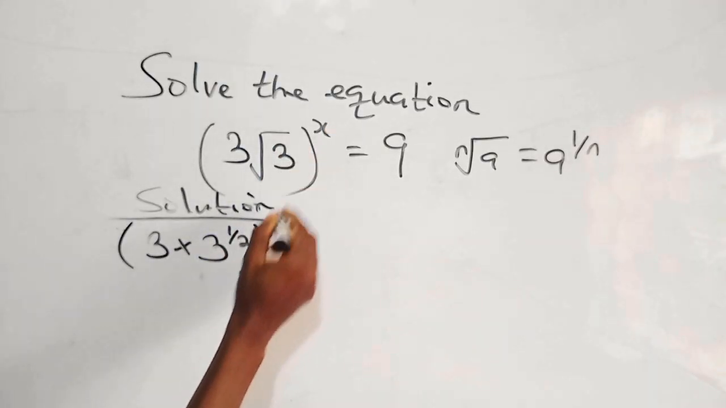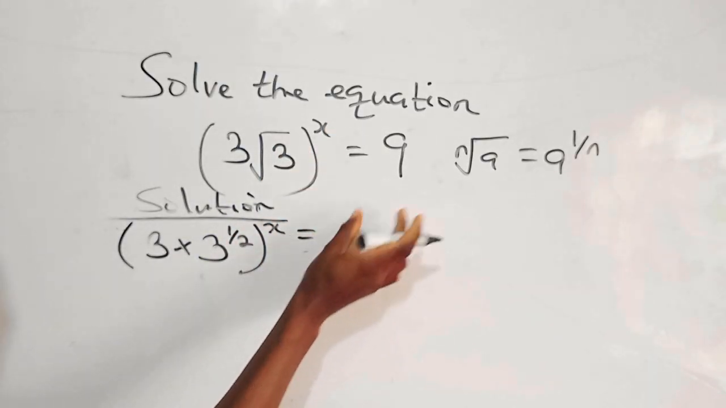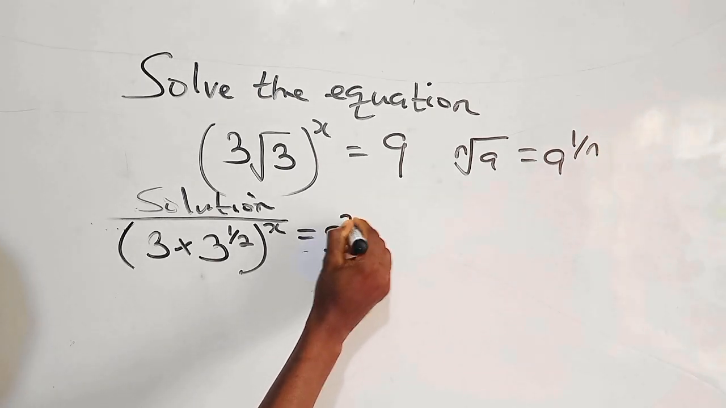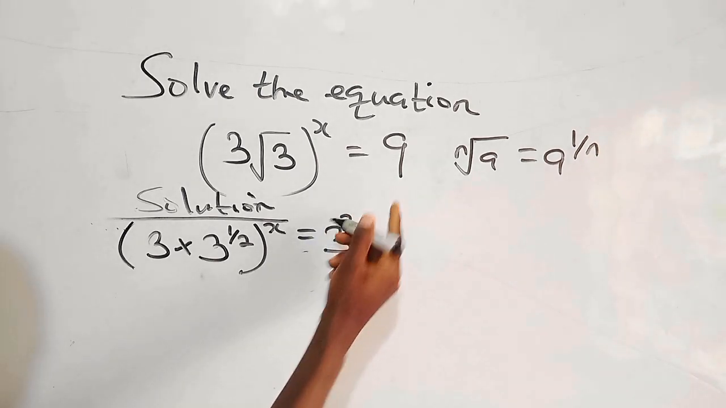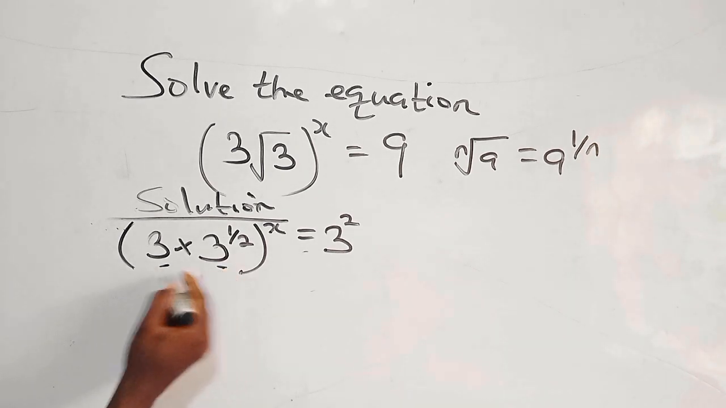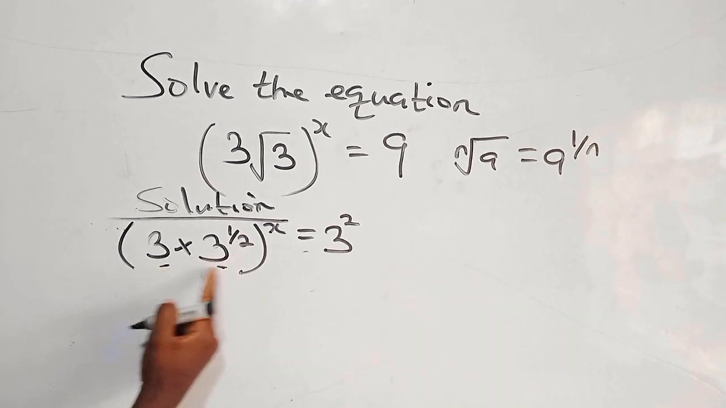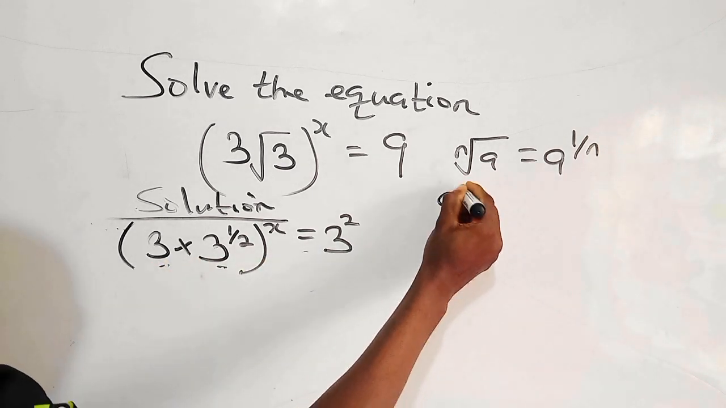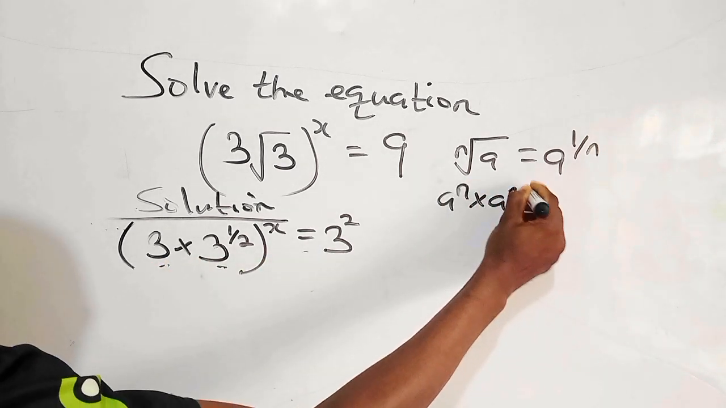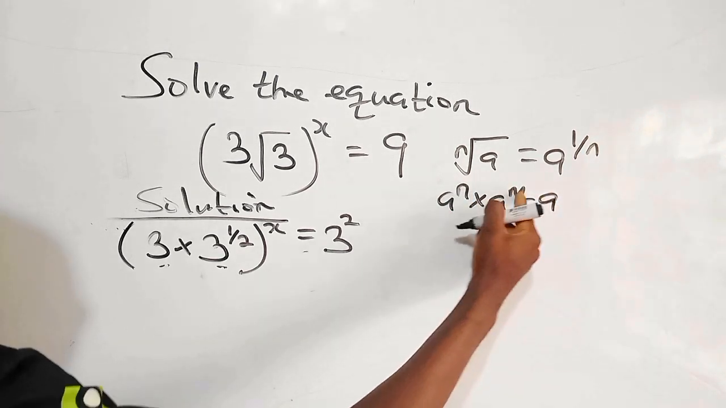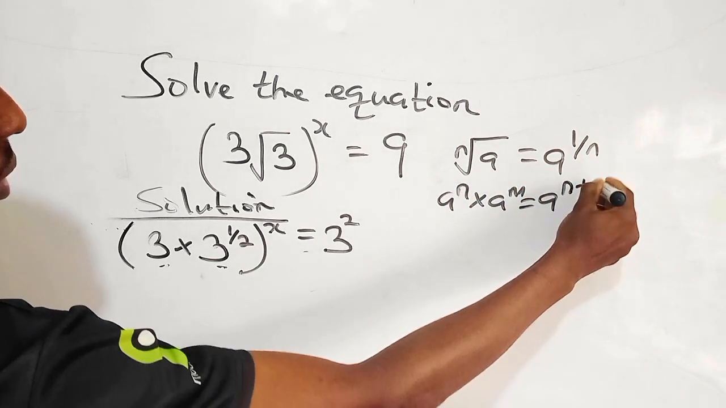Do not forget you have x as the index, equals 3 raised to power 2, because 3 times 3 is 9. From here, I can look at the base, and I have a multiplication sign with equal base. Don't forget one of the laws of indices: when you are multiplying the same base, you pick out one and add up the powers, so you have n plus n.